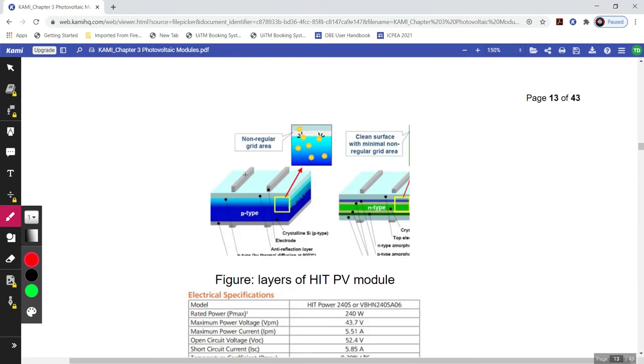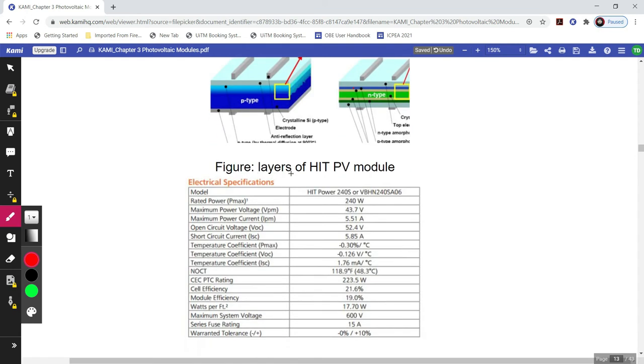So this is the typical type of PV module. So we have P-type, and this is the non-regular grid area, and this is the crystalline silicon P-type. But for this one, they have a clean surface, which is minimal non-regular grid area, on this surface, and they have this N-type. So N-type amorphous on the top, and the P-type amorphous below. So this is the layer figure of HIT PV modules.